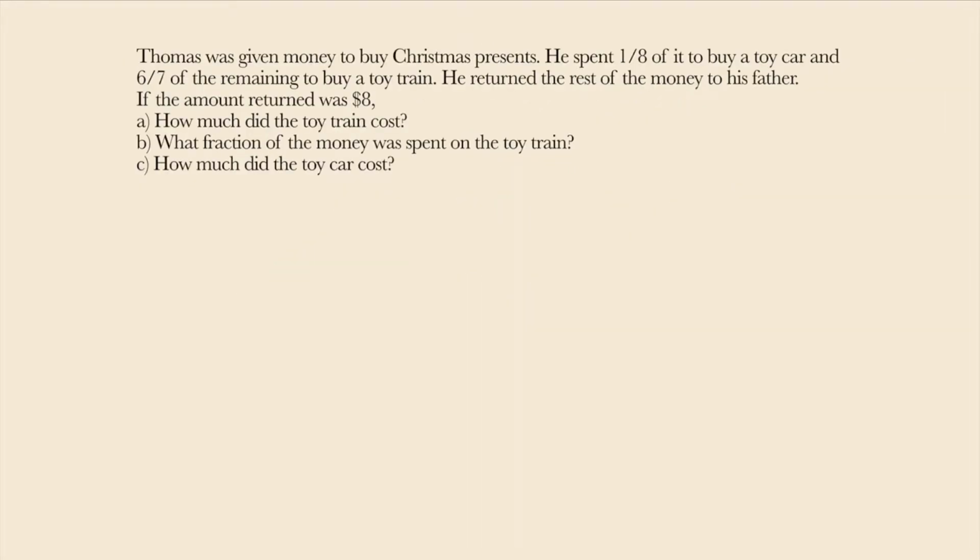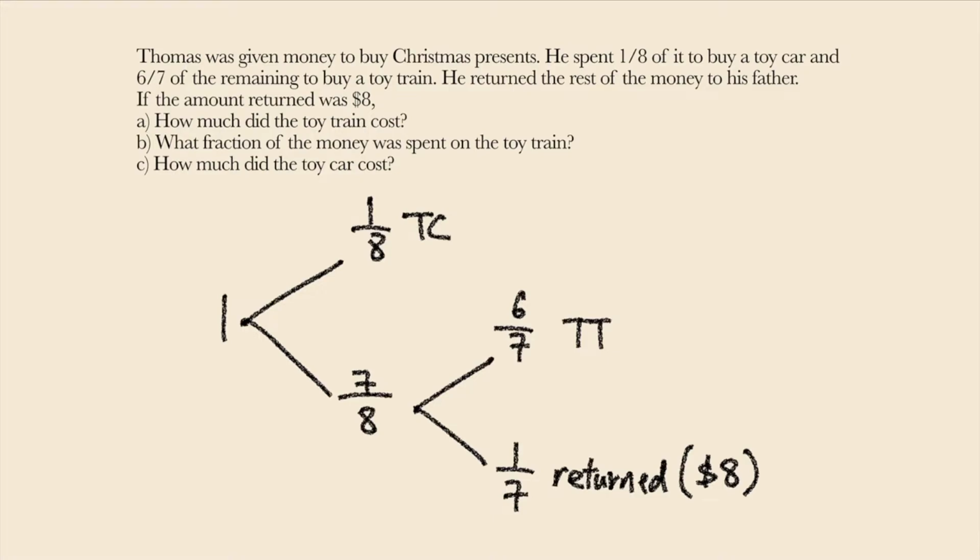Thomas was given money to buy Christmas presents. He spent 1/8 of it to buy a toy car and 6/7 of the remaining to buy a toy train. So quite standard looking so far. He returned the rest to his father, and we are told the amount returned was $8. So $8 was returned to his father. Right, 1/8 given to buy the toy car. The remainder is 7/8. 6/7 of the remainder on the toy train, 1/7 remaining. And this was returned, and it was $8.